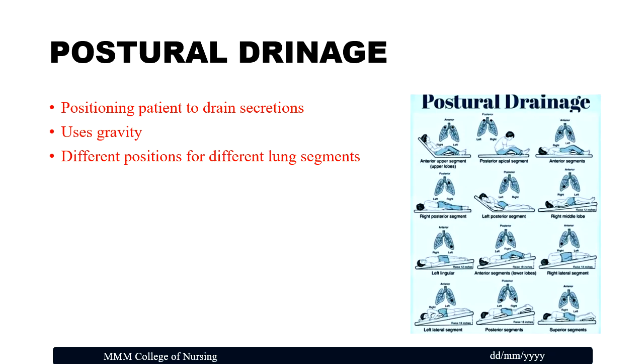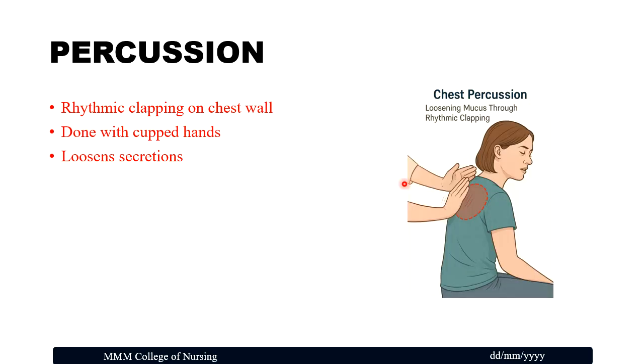Postural drainage. As you see in the picture here, all these are the positions given to drain the secretions out. Positioning the patient to drain secretions uses gravity and different positions for different lung segments, as you see here. In postural drainage, the patient is positioned so that gravity helps to drain mucus from the specific lung segments. Moving on to percussion.